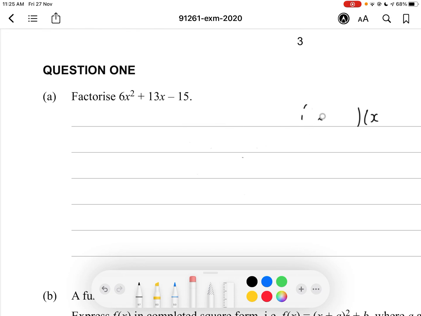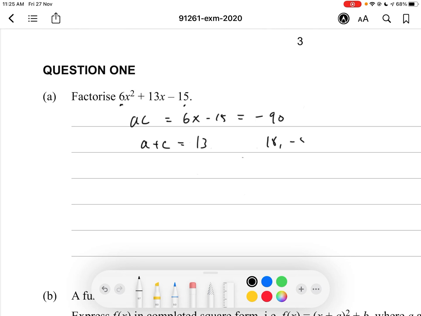Another way we could do this is that we can look for two numbers that multiply to this number multiplied by this number. So let's call this AC, equals 6 times negative 15, which equals negative 90. So we're looking for two numbers that multiply to negative 90 and add to give you 13. Since it's pretty big numbers, it might take you a while, but you should find that these two numbers are 18 and negative 5.